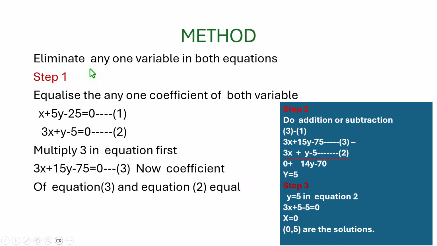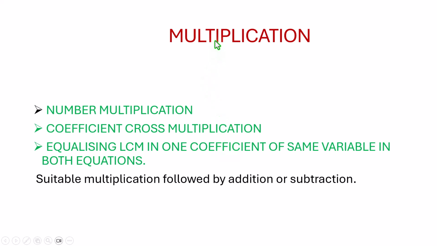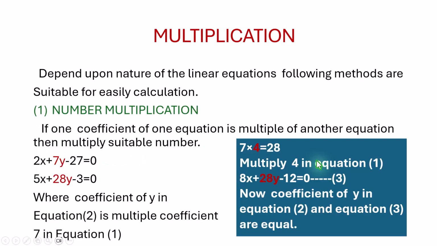This is the method: eliminate any one variable in both equations. First step, equalize any one coefficient of both variables. Second step, do addition or subtraction. In the elimination method, the basic operation is multiplication. Depending upon the nature of the equations, we can find the solution easily by three methods: number multiplication, coefficient cross multiplication, and equalizing by LCM the coefficient of the same variable in both equations. So suitable multiplication followed by addition or subtraction are the steps.